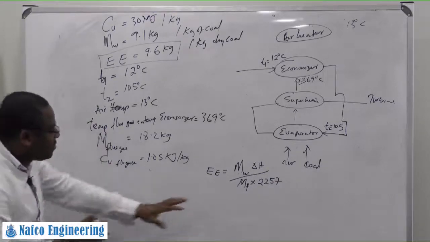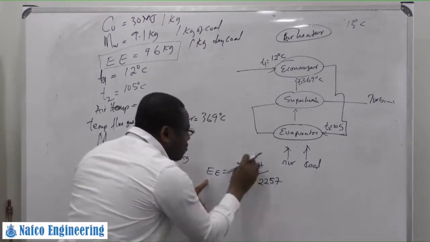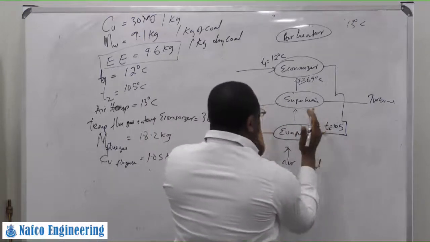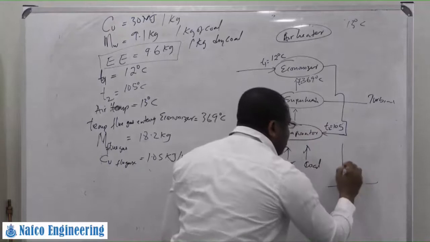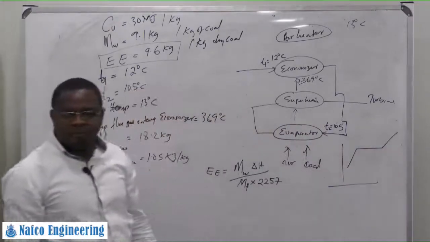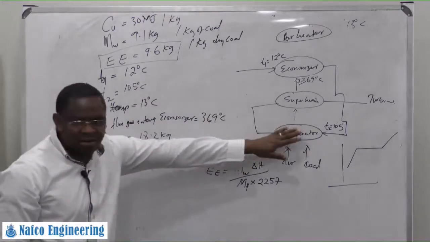Okay, 5-7. This is given, this we know. We used it to get that delta H. That delta H is the enthalpy change here at the evaporator, right? Agreed? So this delta H, well, talk about this.